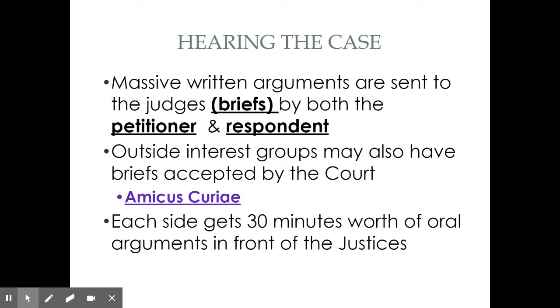These are submitted months ahead of time. The justices will pick apart their legal arguments and be ready to go on the actual hearing day.